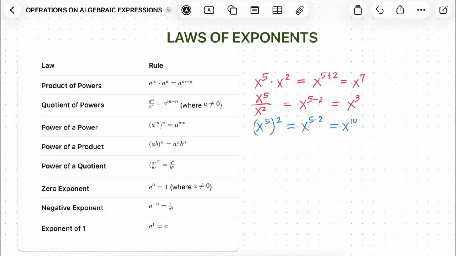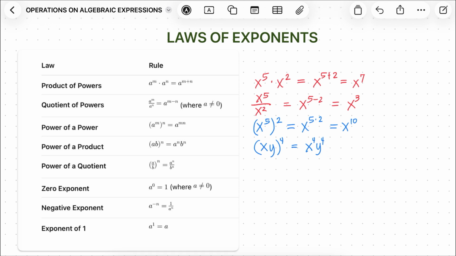Okay? Next, we have power of a product. It says here, if you have a product, or let's say two variables being multiplied, and the product is raised to n, that is the same as distributing the exponent to both variables. For example, we have xy raised to 4. That will be the same as x raised to 4 times y raised to 4.